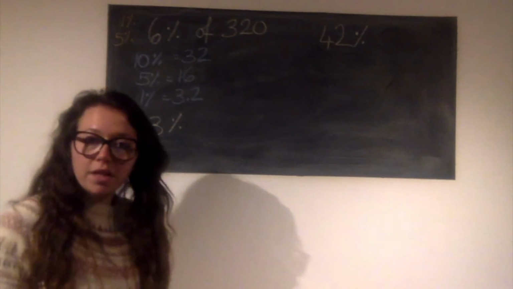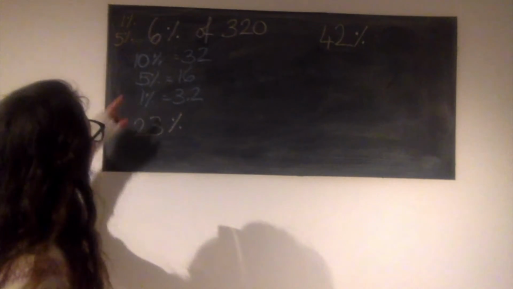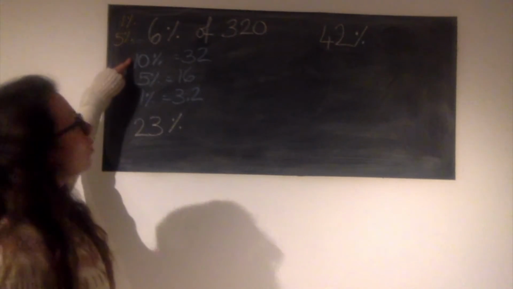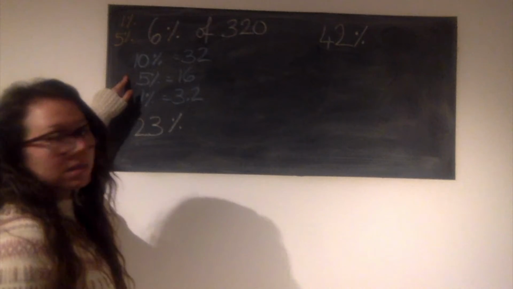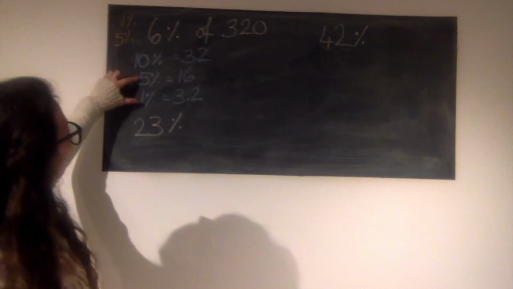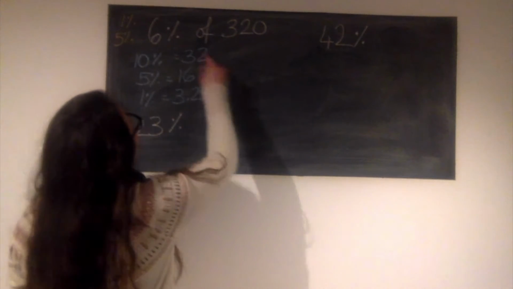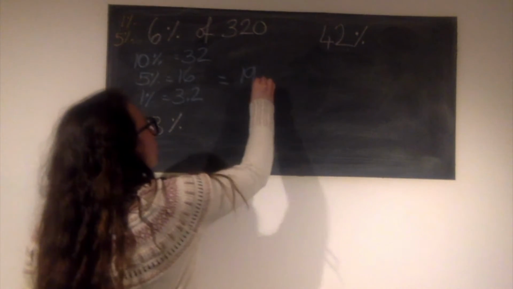And now, again, like yesterday, it's really important to think about what it is that we're adding together. So to make my 6%, I need the 5% and the 1%. I don't need this 10% because if I added them all together, I'd get 16%. I only want 6. So 5% add 1%, 16 adds 3.2, 6% of 320 is 19.2.